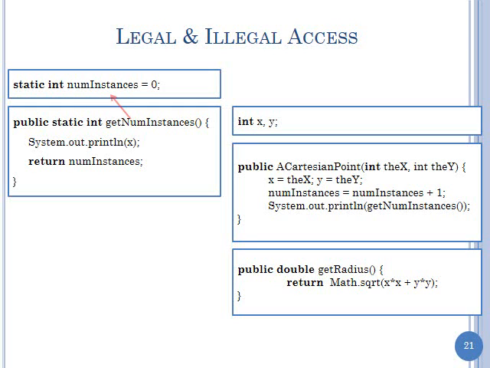Okay, so let's just make sure that we understand this all. Get num instances. Can it refer to num instances? Static, static. Get radius can refer to x and y. Get num instances can be called by Cartesian point.